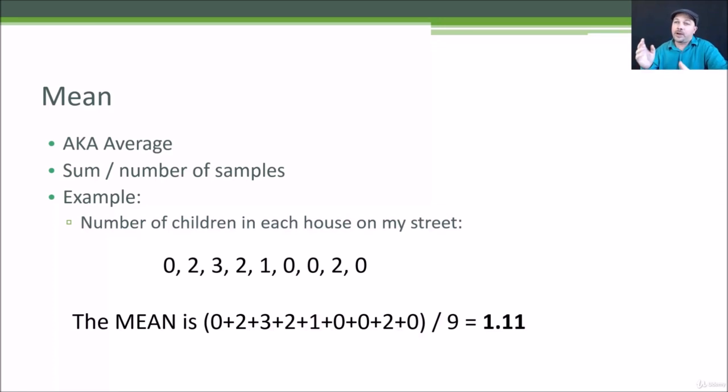So let's say I go around and I find out that the first house has no kids in it, and the second house has 2 children, and the third household has 3 children, and 2 and 1, and so on and so forth. So I amass this little data set of discrete numerical data. To figure out the mean, all I do is add them all together and divide by the number of houses that I went to. So it comes out to 0 plus 2 plus 3 plus all the rest of these things divided by the number of houses that I looked at, which is 9. And the mean number of children per house in my sample is 1.11. So there you have it, mean.